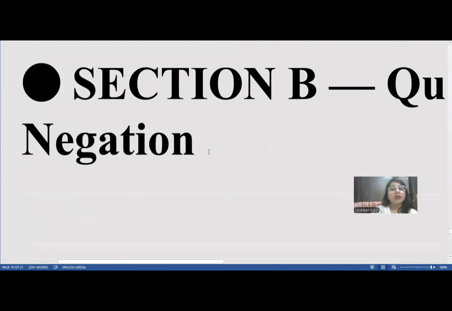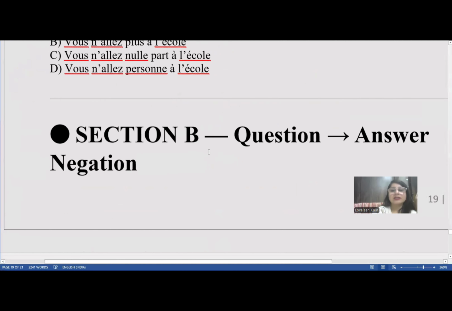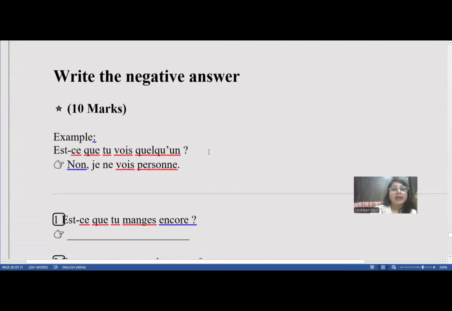Now, let's see. Okay, some more negative sentences are there. Now, it's a question answer system. Like this, you have to make the sentences, questions are given. You have to respond. Sometimes, in board exams, when you are appearing for 10th standard CBSE board exams, it comes like it's written on the top, répondez négativement or répondez aux questions négativement, like negative questions.